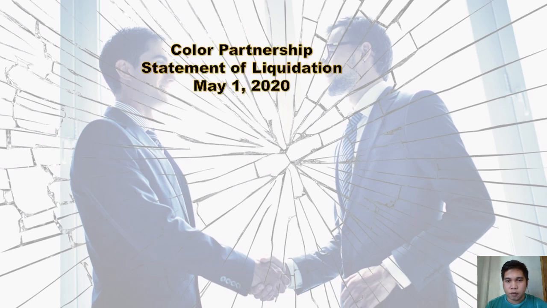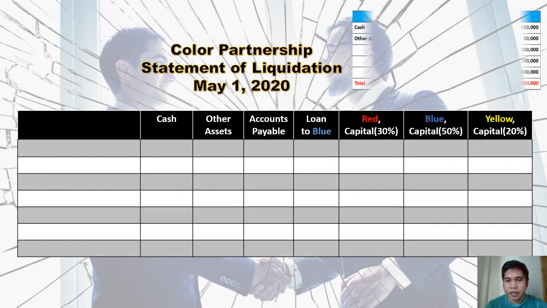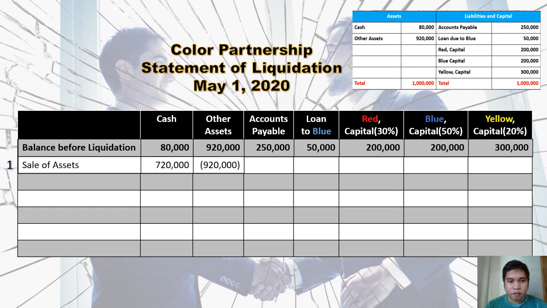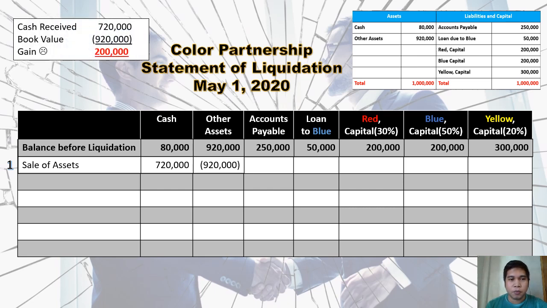If that's the case, gawin lang po natin yung same procedure natin na ginawa kanina. So meron tayong color partnership, statement of liquidation, May 1, 2020. Ito po yung ginawa natin kanina. Ito yung information. Basically, latag ulit natin. Yung una, we have the sale of assets. Sa case natin, the cash received is only 720 and the book value or the carrying amount of the asset is 920,000. So meron po tayong loss worth 200,000 pesos.